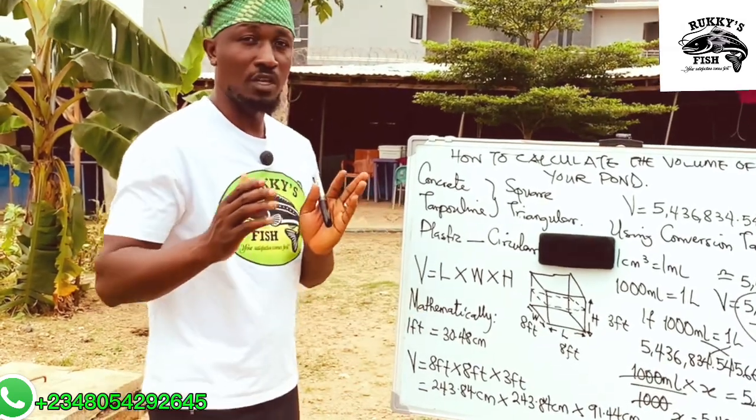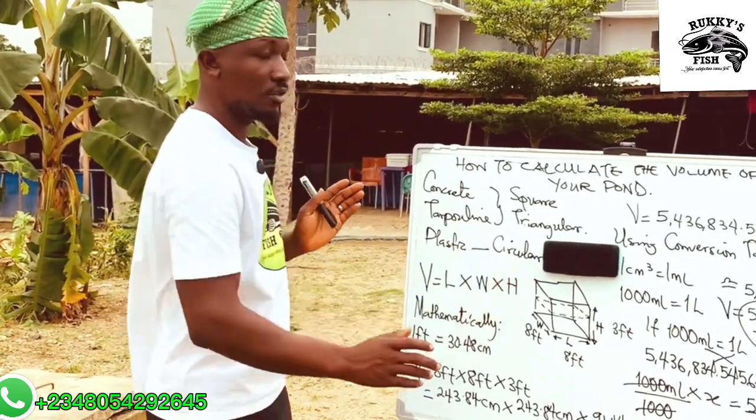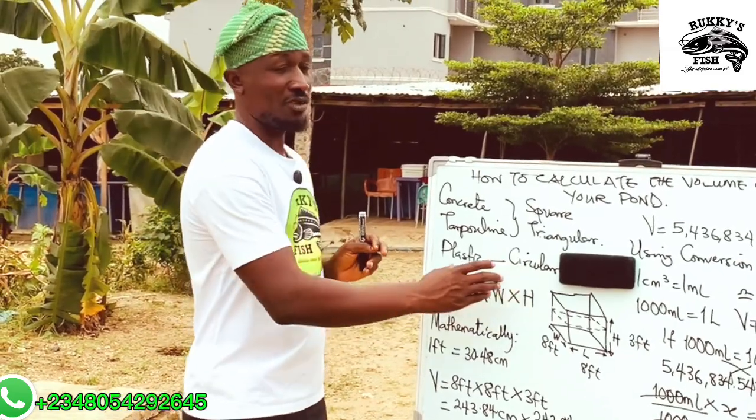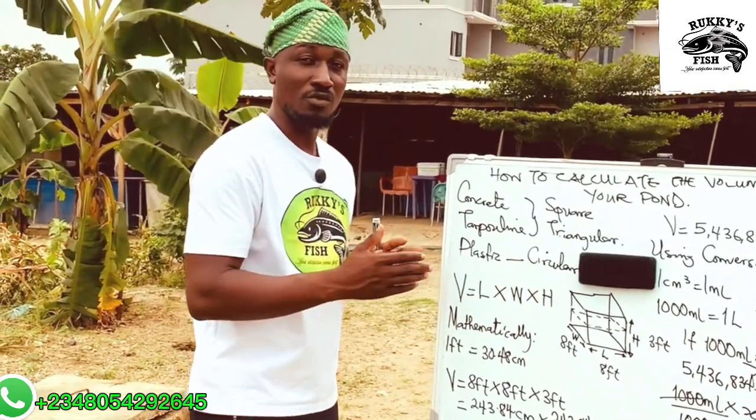So going forward, we'll be calculating for the circular pond. It has its own formula, like I mentioned earlier. So are we good to go?